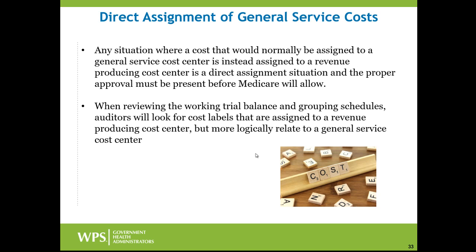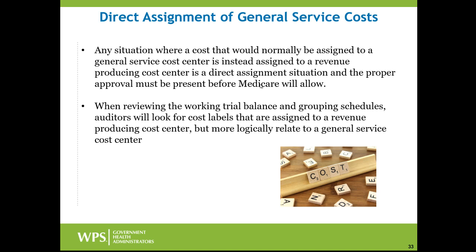So basically any situation that we see where a cost that would normally be assigned to a general service cost center is instead being assigned to a revenue producing cost center, by its nature, by its definition, that's a direct assignment situation. And we are going to, first of all, look for the approval. The approval must have been given prior to the beginning of the cost reporting period. And again, there must be the auditable documentation since that approval.